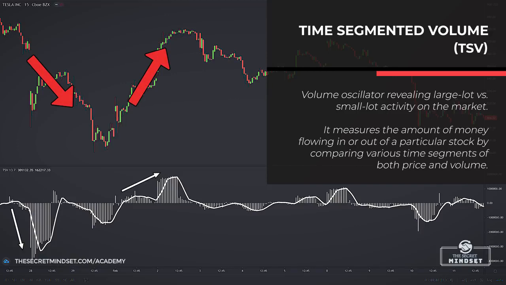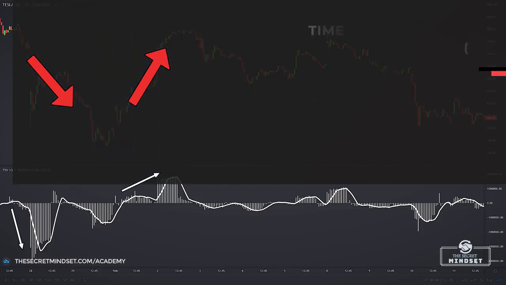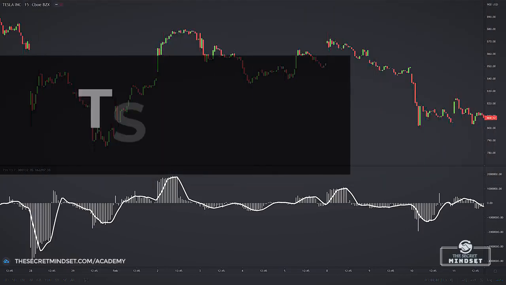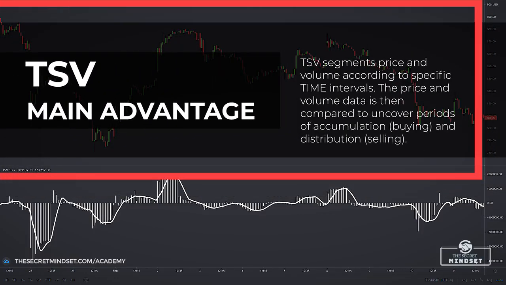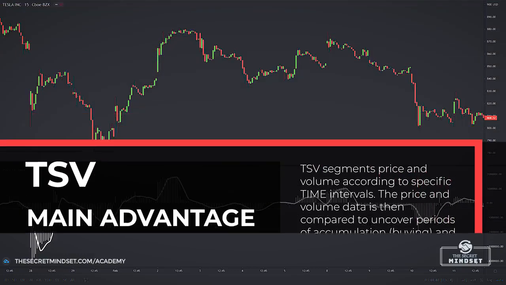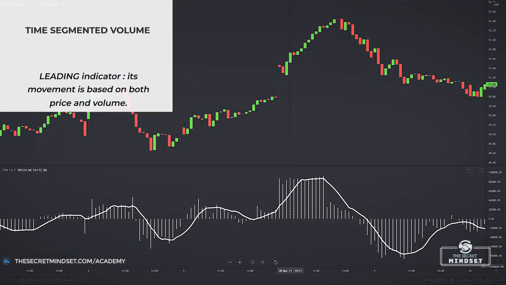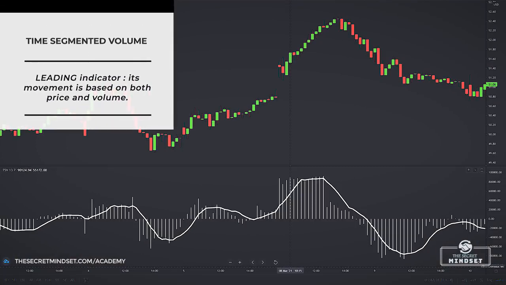But with a big advantage, time segmented volume is an oscillator that compares various time segments of both price and volume. So the TSV indicator measures the amount of money flowing in or out of a particular stock. The baseline represents the zero line. It segments a stock's price and volume according to specific time intervals. The price and volume data is then compared to uncover periods of accumulation, meaning buying, and distribution, meaning selling. Time segmented volume is a leading indicator because its movement is based on both the stock's price and volume. Here's the key to why the time segmented volume works.